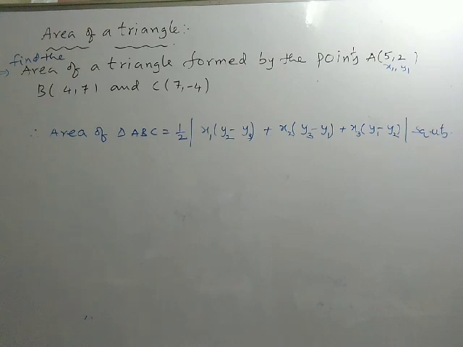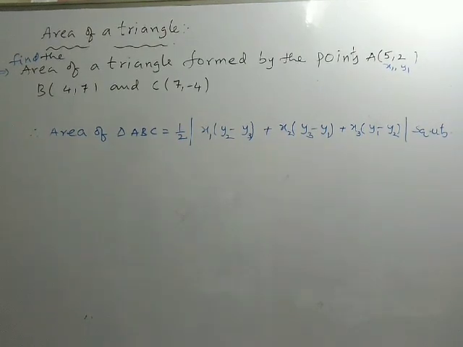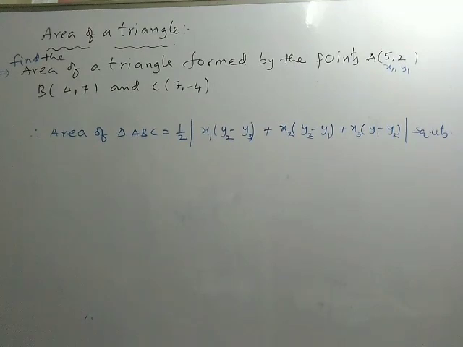Coming to the first question, find the area of the triangle. Find the area of a triangle formed by the points A (5, 2), B (4, 7) and C (7, -4).